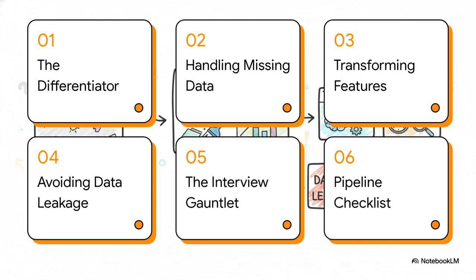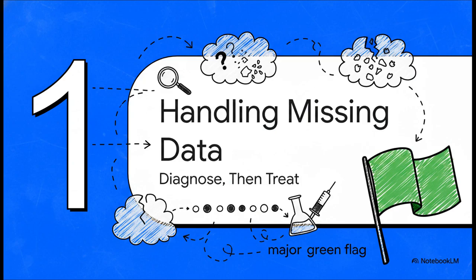So, here's our game plan. We'll kick things off with why this stuff is the real differentiator in an interview. Then, we'll dive deep into handling missing data and transforming your features. After that, we hit the big one, data leakage, before we run you through a quick interview gauntlet. And to wrap it all up, we'll give you a super practical checklist to make sure your work is always production ready.